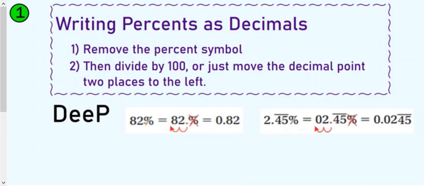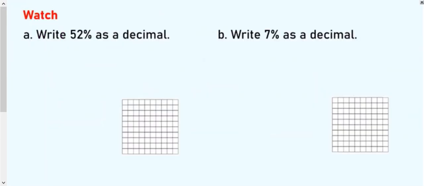Alright, on the next slide, you're going to see a couple examples. I would just like you to watch as I work through these examples, and then the next slide will give you an opportunity to try some on your own. Alright, the first one here says write 52% as a decimal.